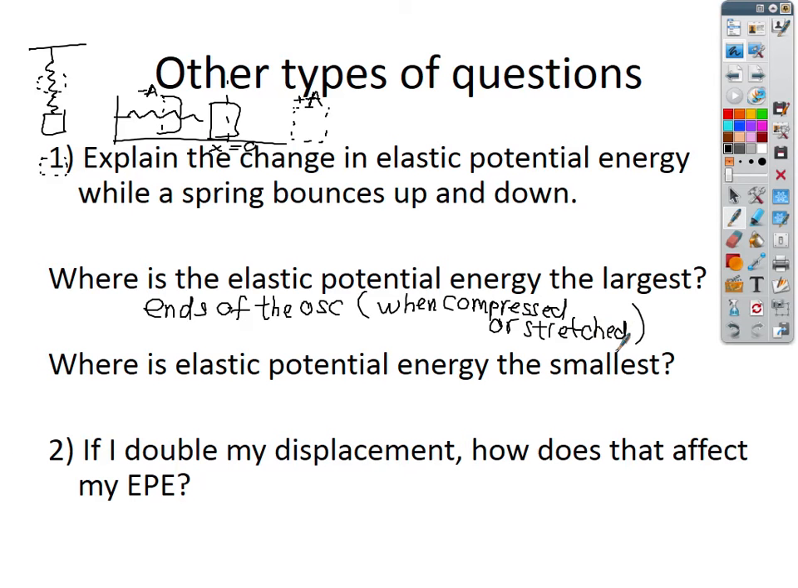Where is the elastic potential energy the smallest? And again, we like to do this where the object's not just sitting there, it's bouncing up and down. There would be no elastic potential energy where? When x equals 0, so basically at the equilibrium points.